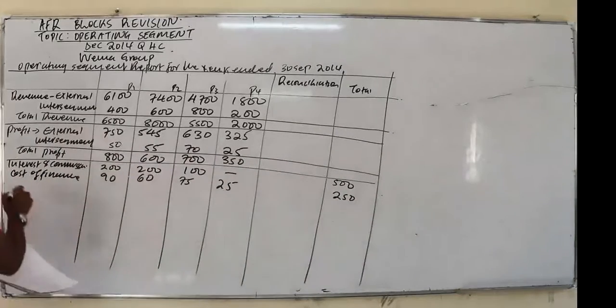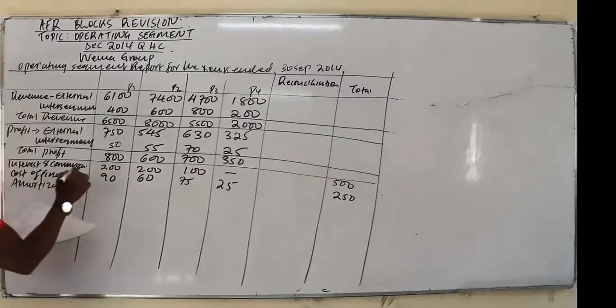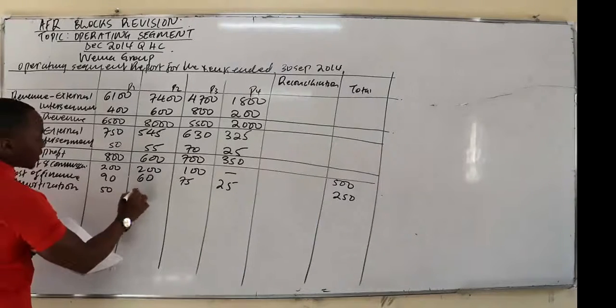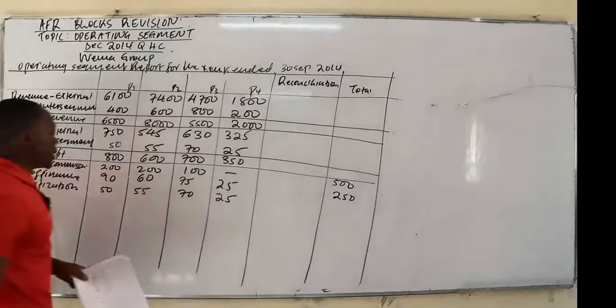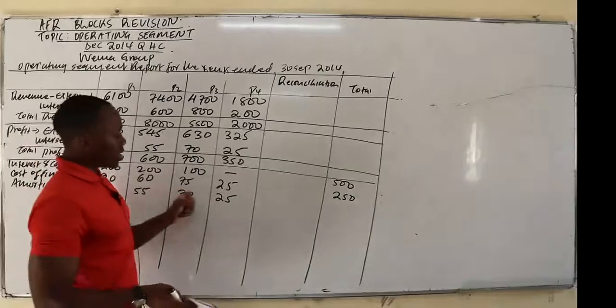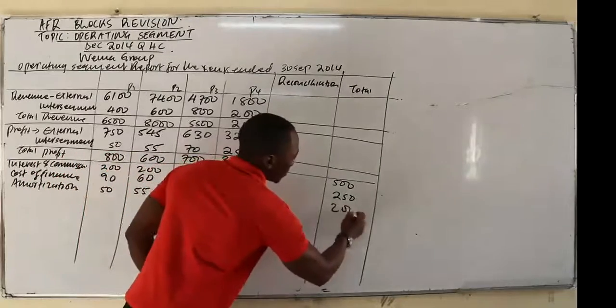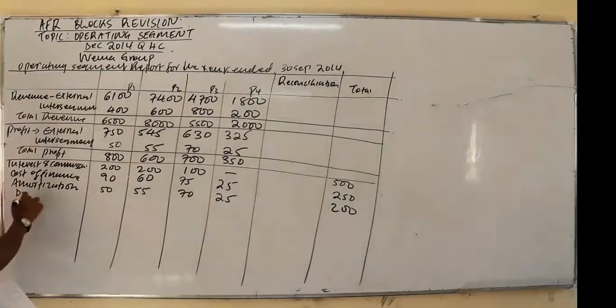Then we have amortization of intangible. So for amortization, we have 50, 55, 70, 25. So that's 105, 130, that's 200. Then we also had another expense, which is depreciation. Let's go to note number 1.